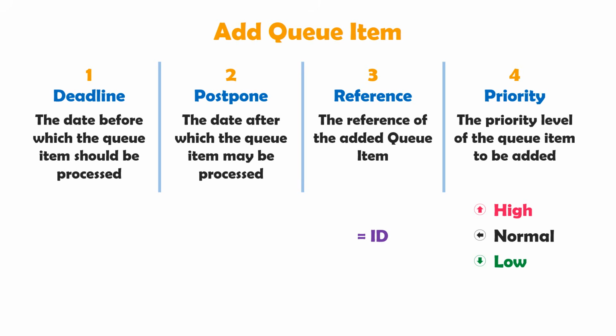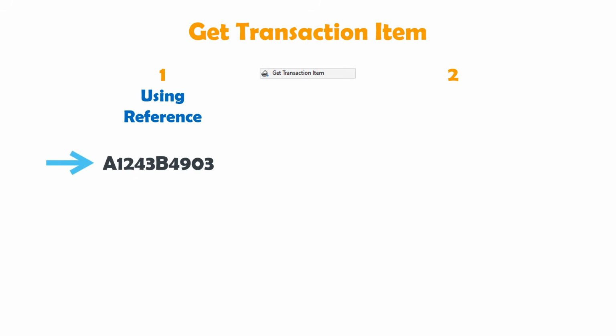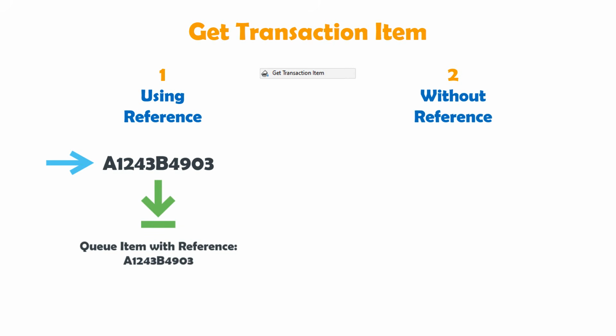Let me explain to you how these items will be fetched from the queue. To get a queue item from the queue, you need to use the activity getTransactionItem. To get an item, you have 2 options. Either you get the item using the reference. Here you have to enter the reference of the item you want to fetch. As a result you will get the specific queue item, which has this reference. Else you can get the item without entering the reference. In this case, the robot will fetch the queue items using the principle of FIFO. FIFO means first in first out.